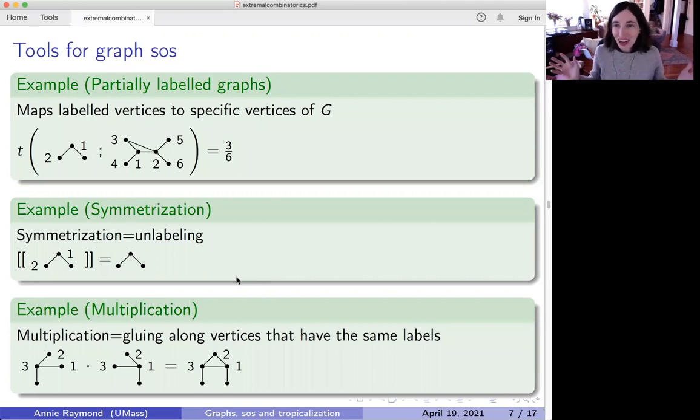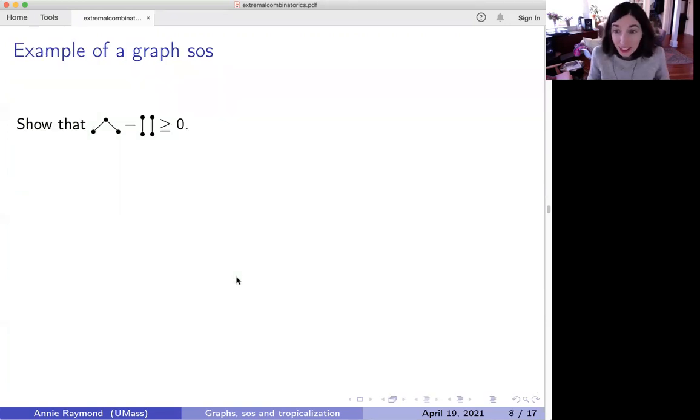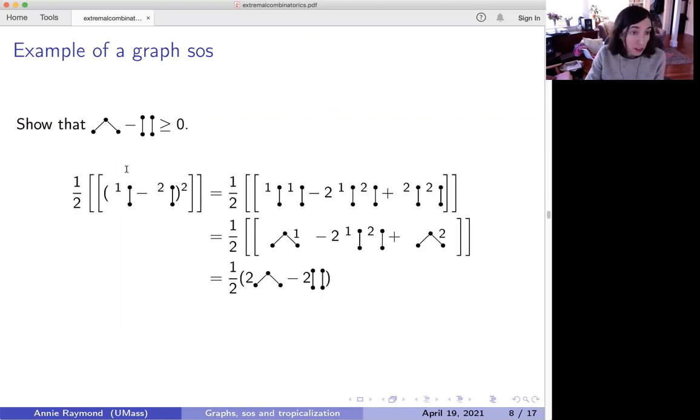All right, so now I have all the tools that I need to be able to think about a graph sum of squares. So let's do an example. Let's try to show that the homomorphism density of a path of length 2 minus the homomorphism density of two disjoint edges is always non-negative. So whatever graph I evaluate this in, I'll always get at least 0. So here is the sum of squares proof. Normally I would just write this. I'm writing the rest just to expand it out to really show you that it works.